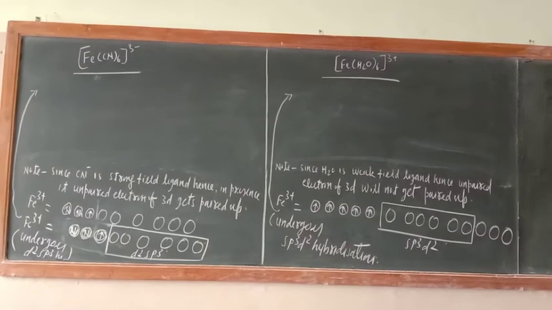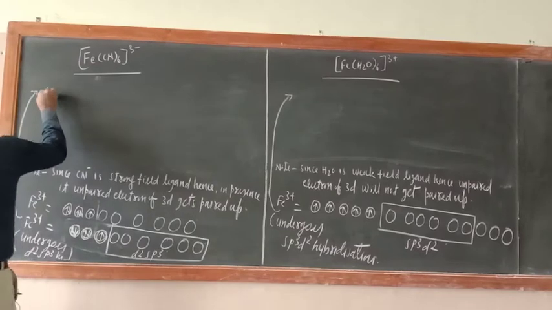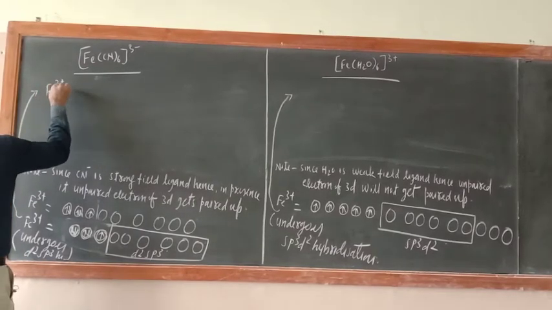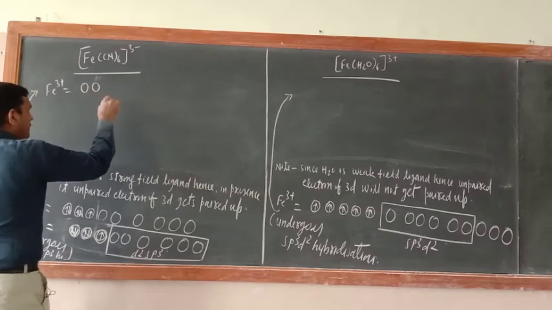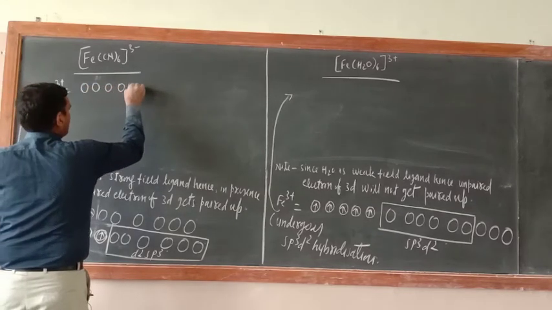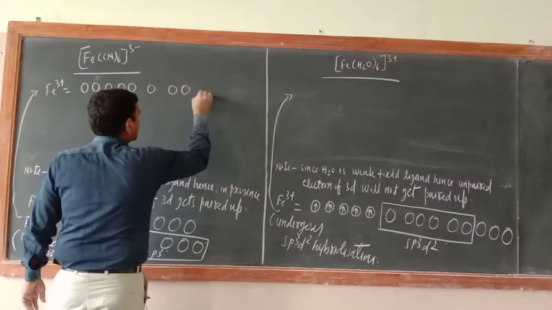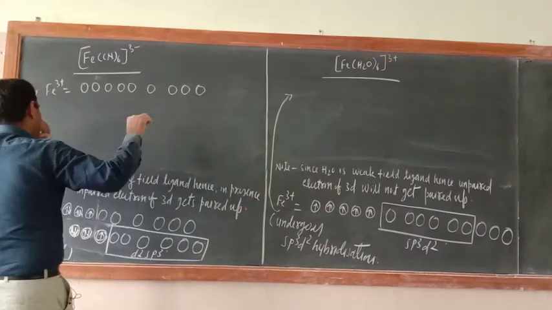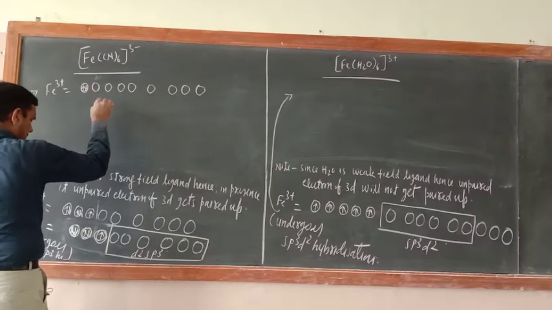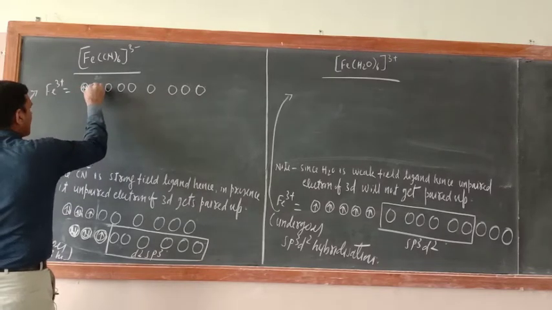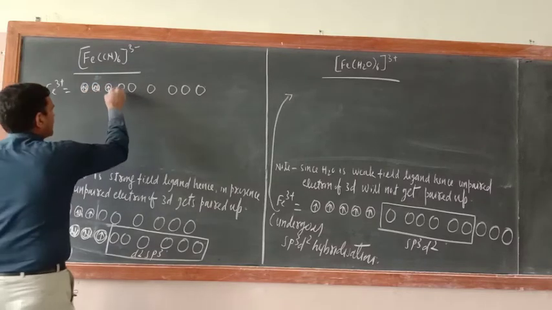Now just see here. As such you write this one, Fe3 positive. So here what is there? 1 2 3 4 5. 1 2 3. Correct? Now here as such 2 electron. Here also 2 electron. Here 1 electron. Okay.